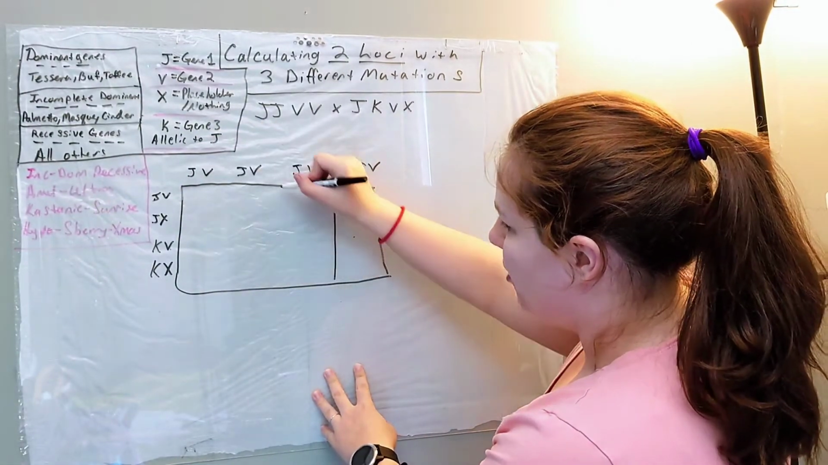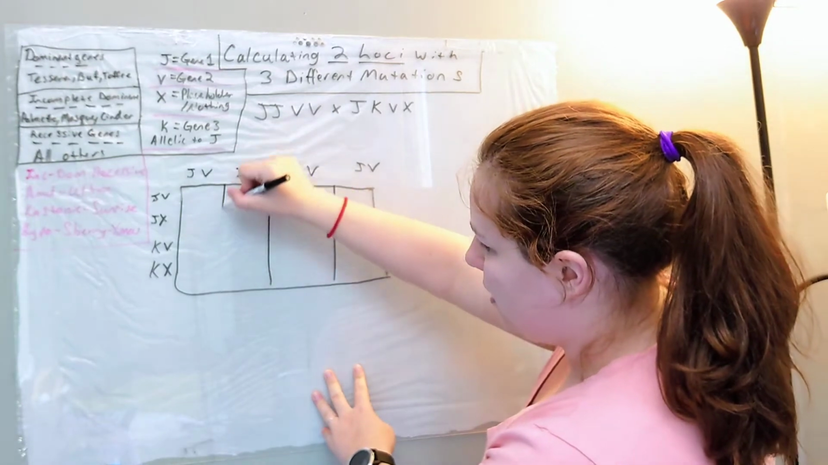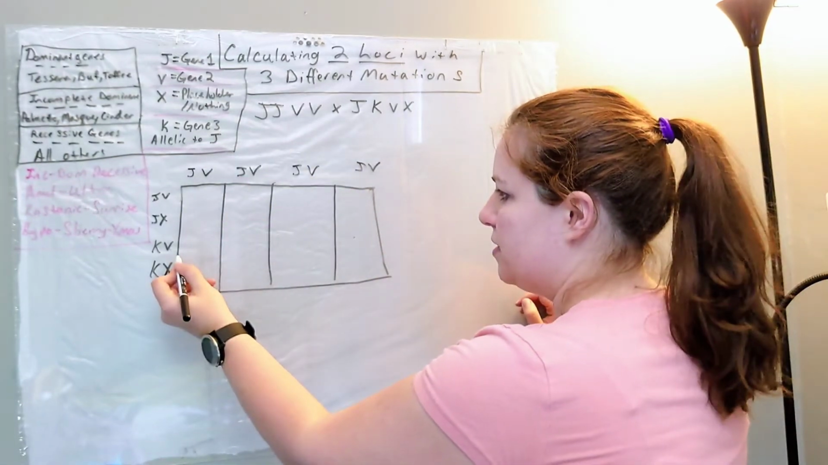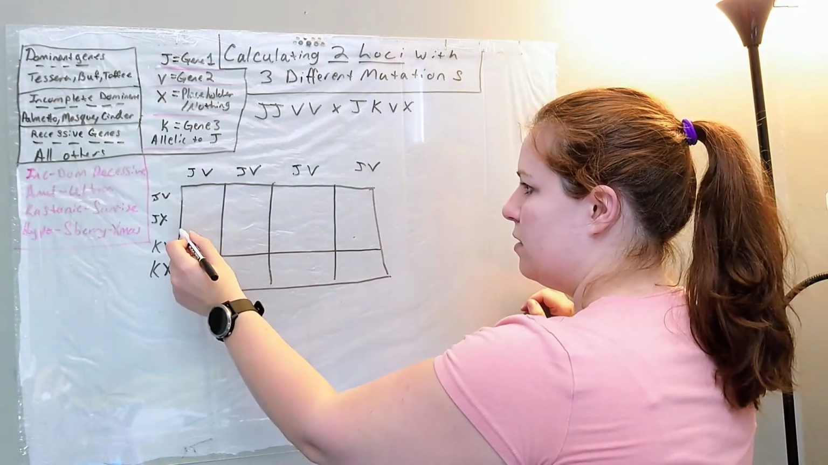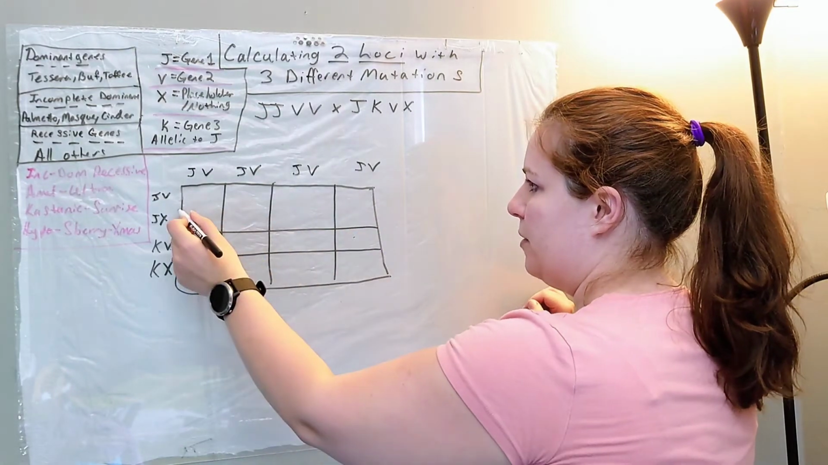So remember, we want to separate each of the pairs like so. I'm going to do it this way. There we go.